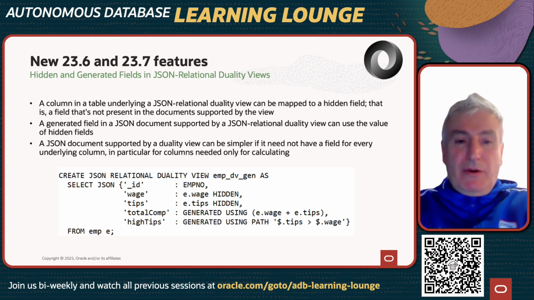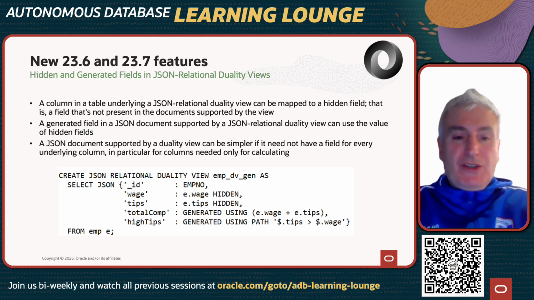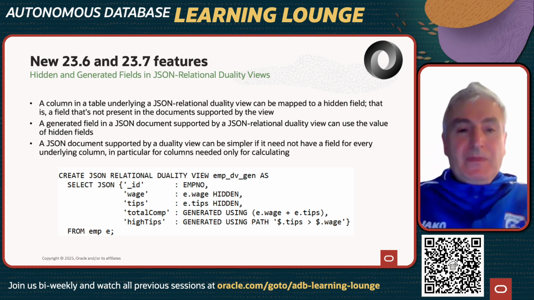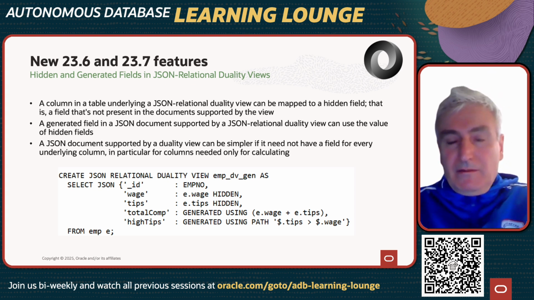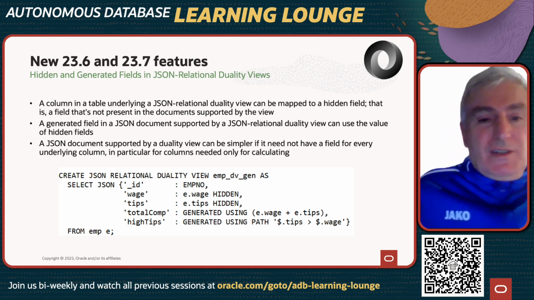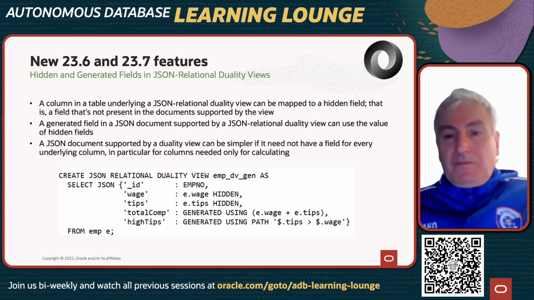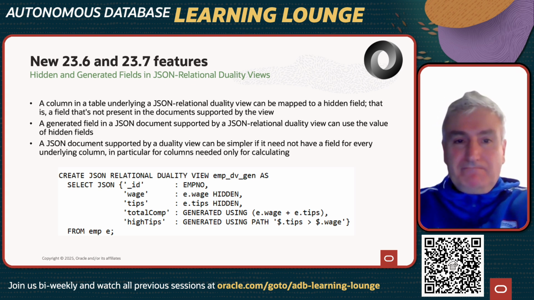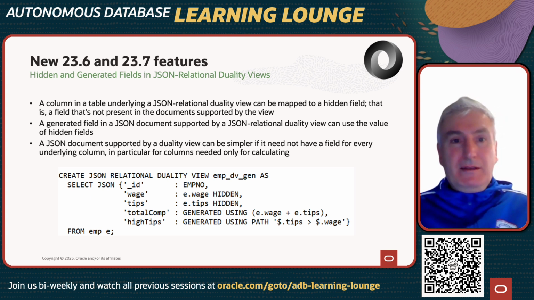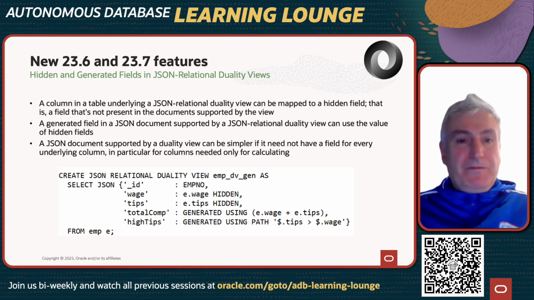And here I have two generated columns. One is called total compensation and the other one is called high tips. How do we generate total compensation? We add the wage and the tips together. Very simple. The one called high tips is a Boolean column. It's true if the tips are bigger than the wage. That's a new thing in 23.7: hidden and generated fields in JSON Relational Duality View.